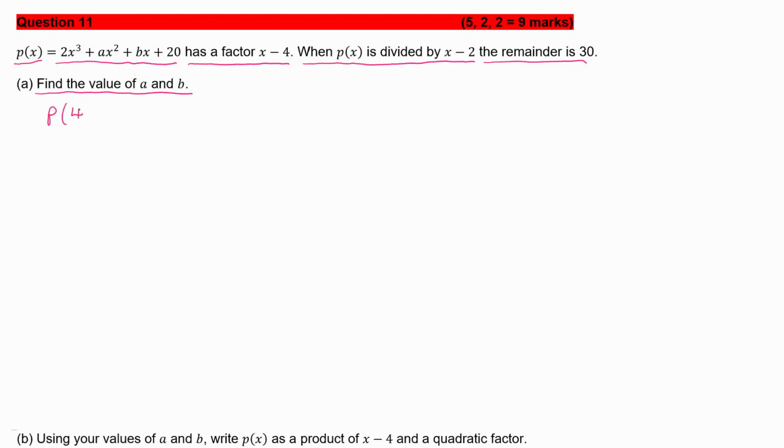We know that means p of 4 is equal to 0. Now, when we substitute in here, 4 cubed is 64 times 2 is 128. 4 squared is 16, so that would give us 16a. Substitute in here, we'll get 4b. Then we have plus 20, and that's equal to 0. So that gives me that 16a plus 4b would be negative 148.